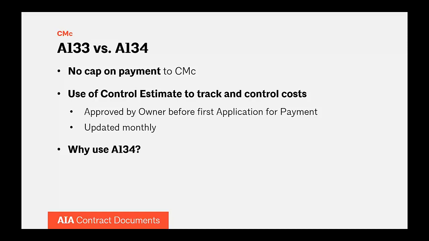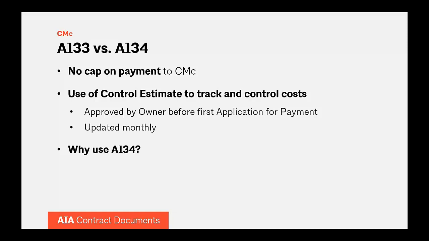So in A134, there is no such cap. There's no GMP. The CM is paid for its allowable costs incurred in performing the work plus its fee, and there's no limit on the owner's liability for paying those costs. So for those of you who may be using the A201 family design-bid-build documents, it's really the difference between A103 and A102, one of which has the GMP and the other doesn't.